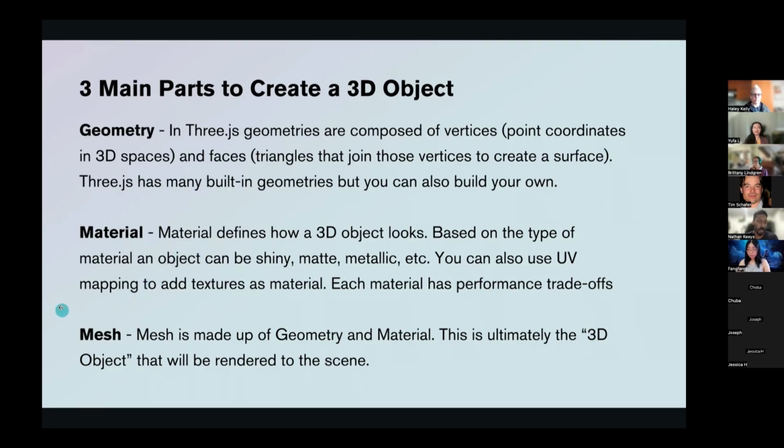The next part is materials. So materials are pretty cool. They define how the 3D object looks based on the type of material that you have. Based on that type of material, it can be a shiny material, it can be a matte material or metallic. You can also use UV mapping, which is taking textures and adding it to your objects.